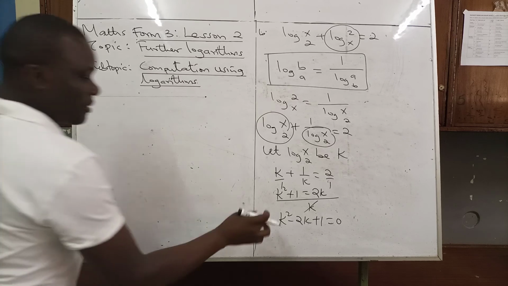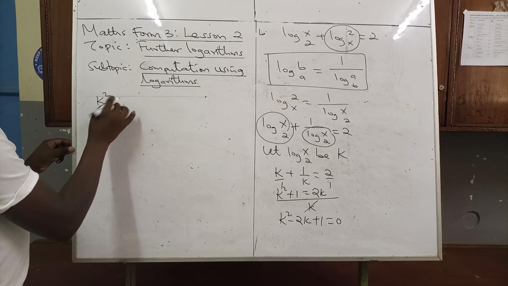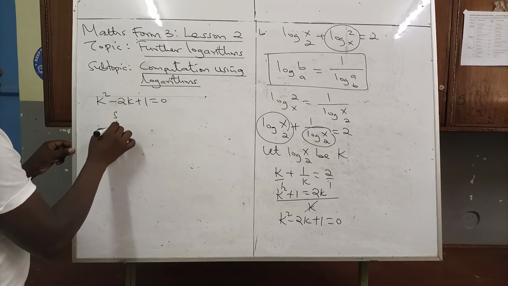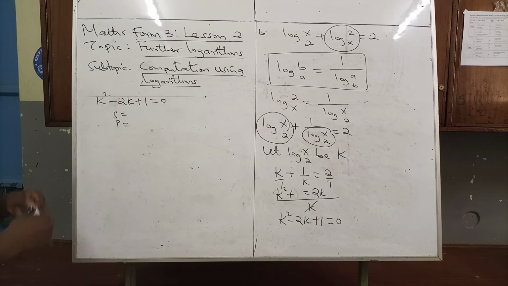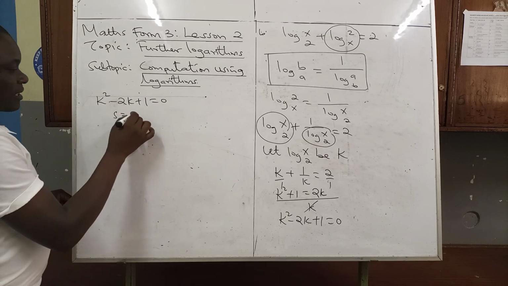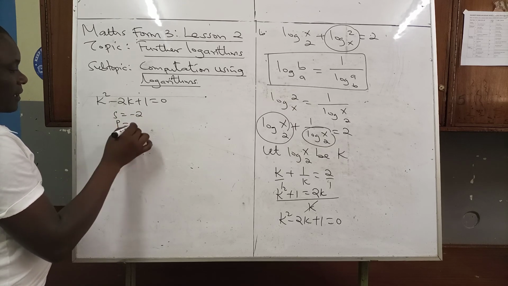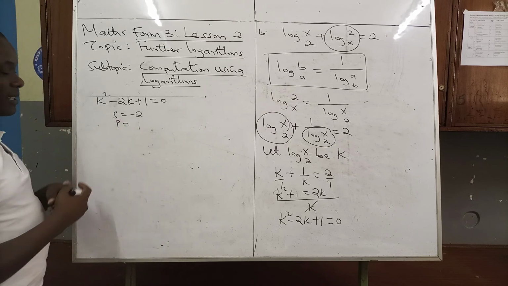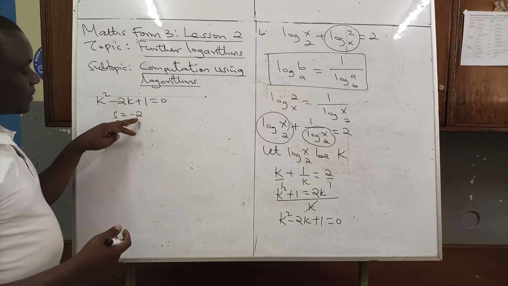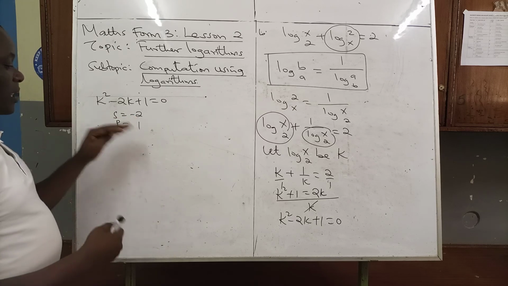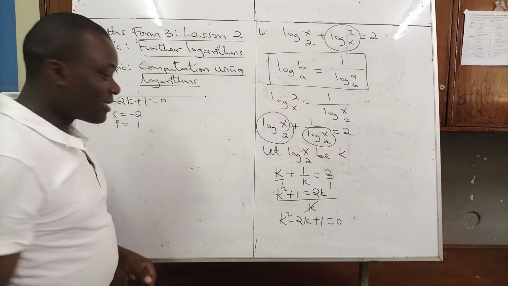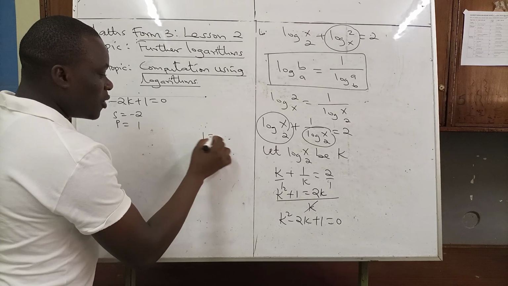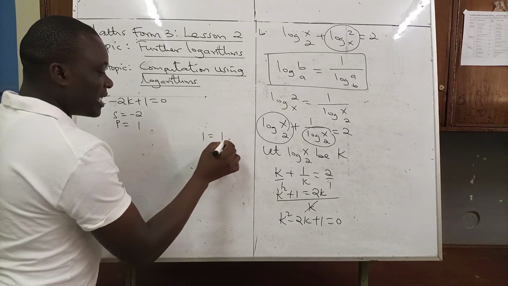Now that we have obtained k squared minus 2k plus 1 is equal to 0, we can use factorization by coming up with sum and product. Sum in this case is minus 2. Product is 1. Think of two numbers. When you add them, you get minus 2. And when you multiply them, you get plus 1. In our previous example, I said that the number you have in the product will guide you. We have 1. How do we obtain 1? You can only obtain 1 by taking 1 times 1.